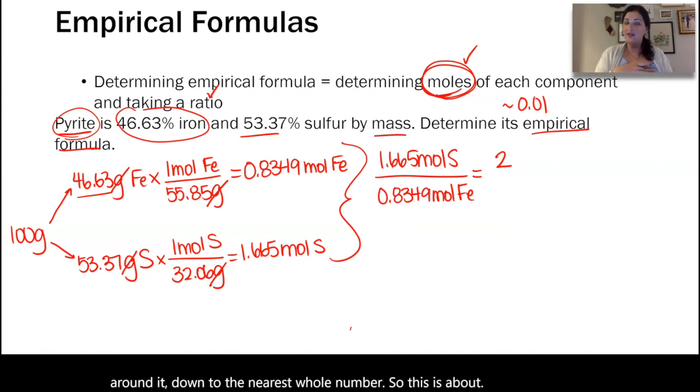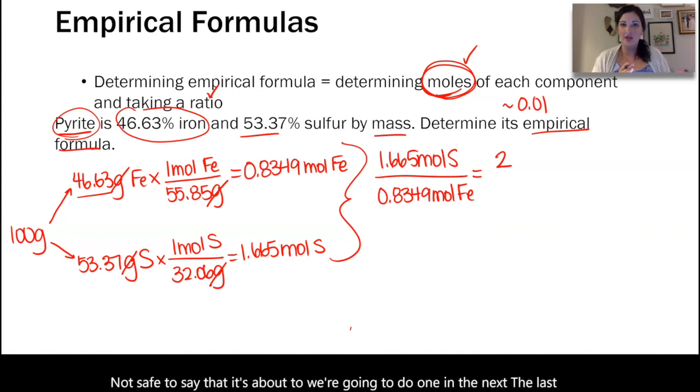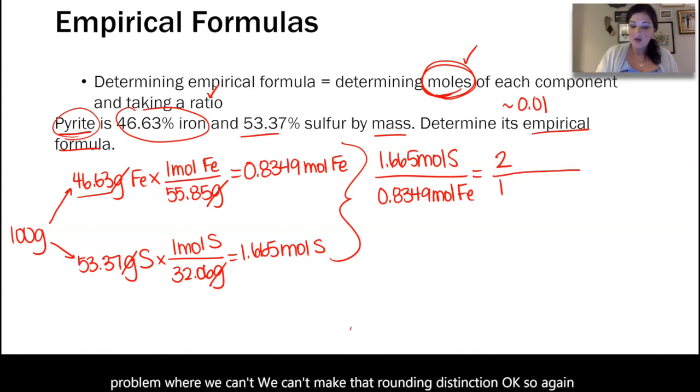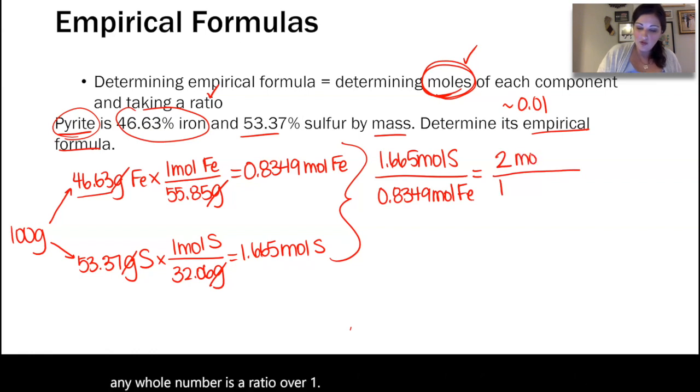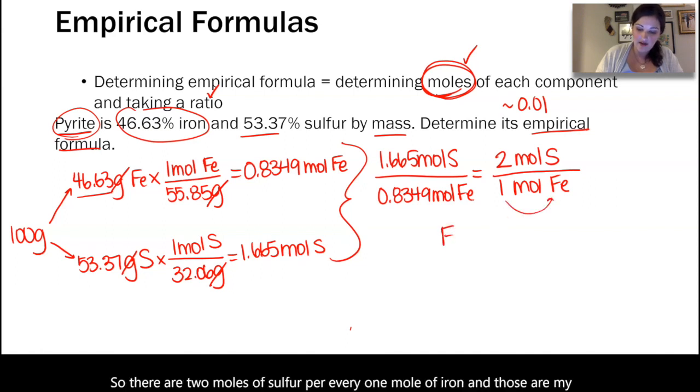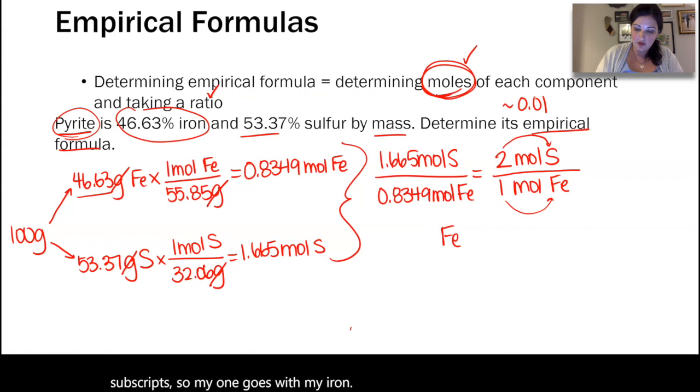We're going to do one in the last problem where we can't make that rounding distinction. Okay, so again, any whole number is a ratio over 1. So there are 2 moles of sulfur per every 1 mole of iron, and those are my subscripts. So my 1 goes with my iron, Fe, my 2 goes with my sulfur, S2. Done. Okay?